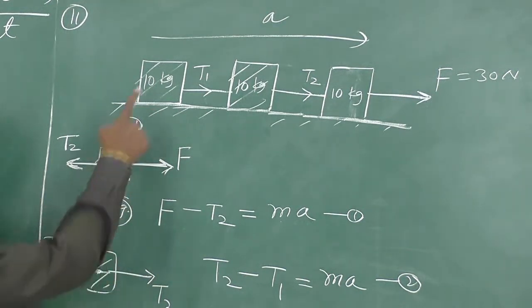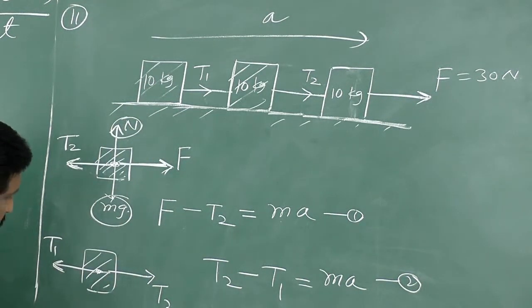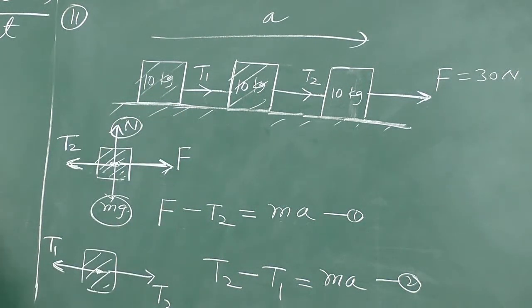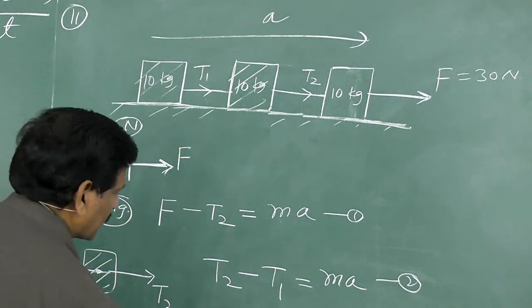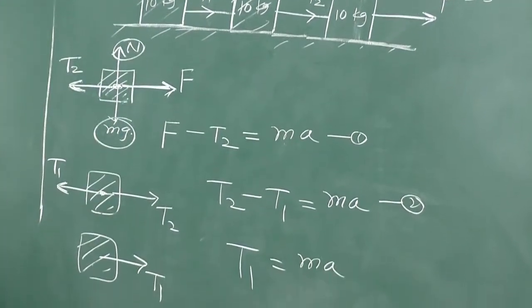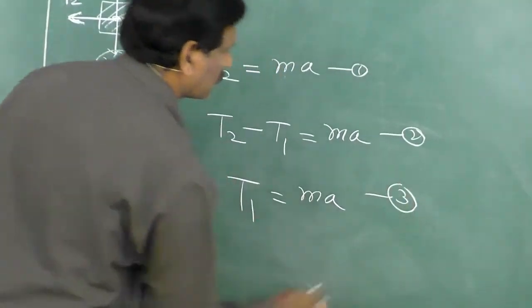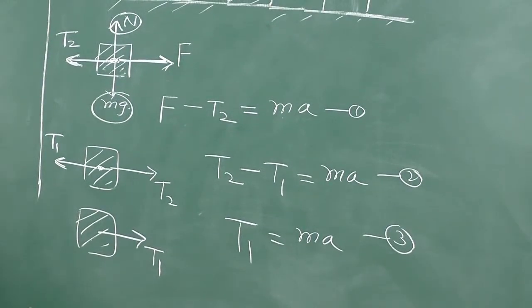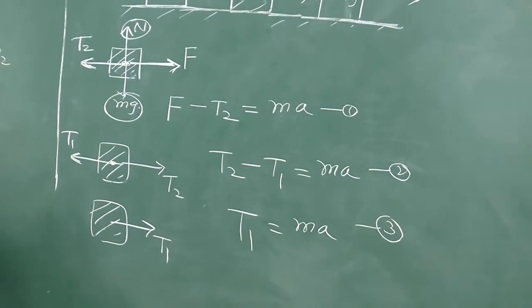Then you have this third block. For this, the only force acting is T1, and of course the normal reaction and mg cancel out. So T1 is the only force acting on this block which causes acceleration. This is the free body diagram for the third block. So writing the second law, T1 is equal to ma. This is equation 3.